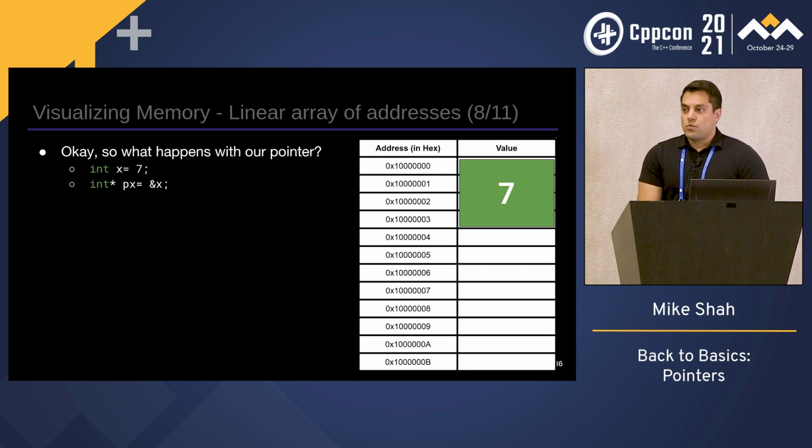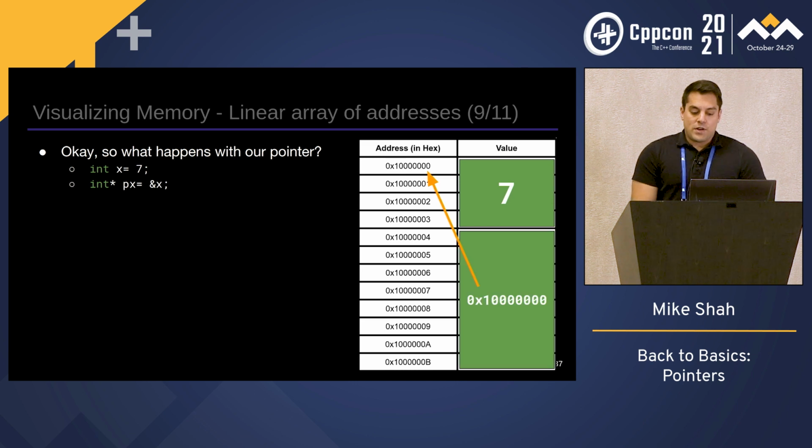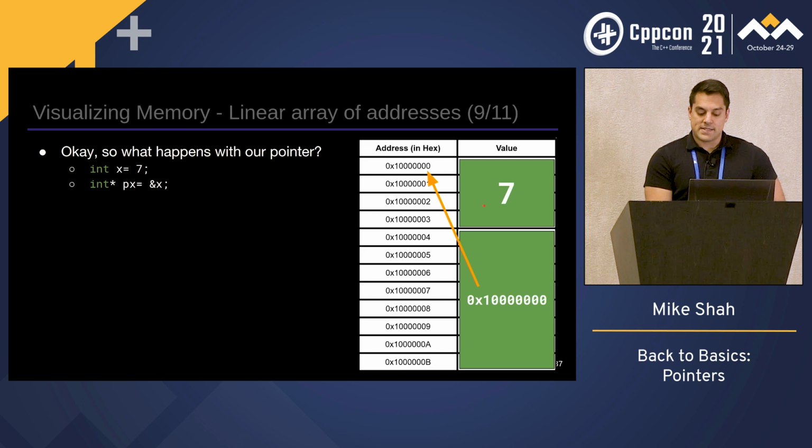Okay, so what happens to our pointer? Because that was something that was also in our drawing that we had to lay out. Well, that needs to be stored in memory as well. And because we're pointing to the address of x, this is what it looks like to store it. So it gets put somewhere in our memory here, and we're pointing to, well, the address at which x starts here. Okay, so 0x1 followed by 7 zeros.